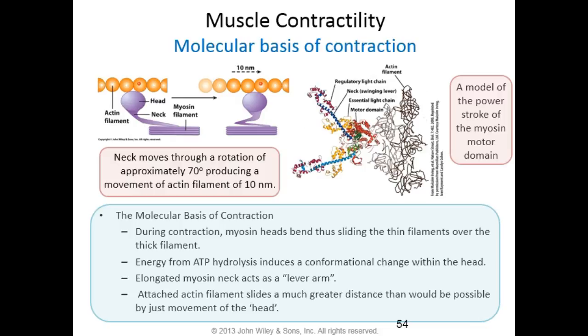And in fact, the distance it goes is farther than the length of the neck of the myosin, so it sort of appears to be throwing it further than the myosin could stretch. So the neck causes the actin filament to slide a much greater distance than would otherwise be possible with the elongated myosin.